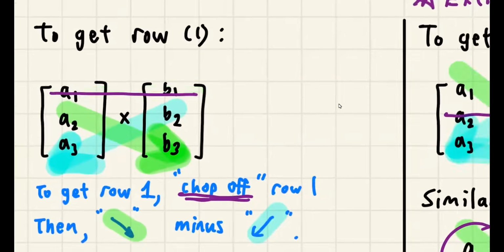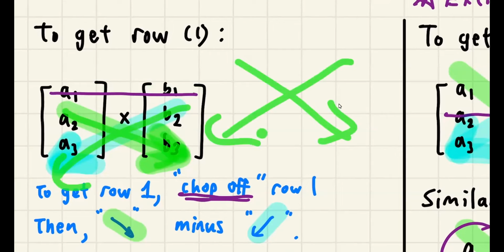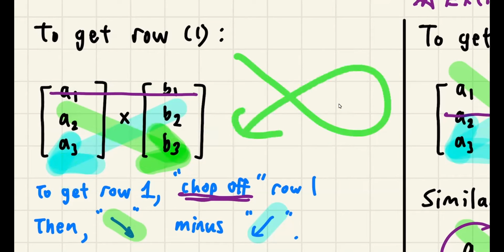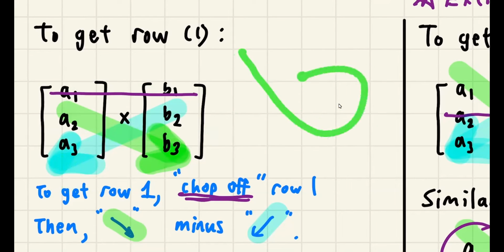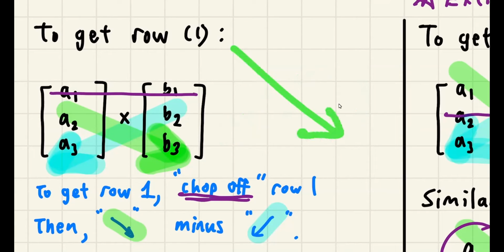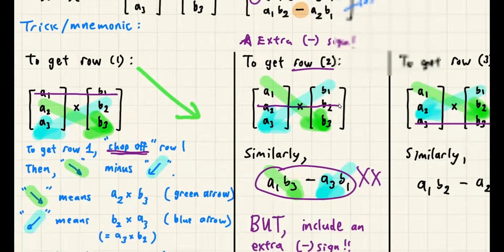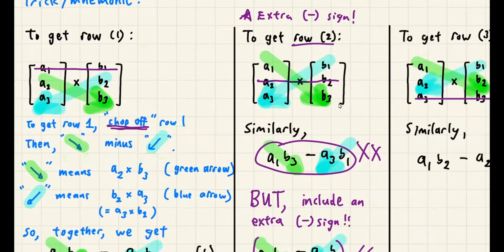Strike off the A1, B2. Then you do green arrow minus blue arrow. Downwards minus downwards, from the left and downwards from the right. Like this. Can you visualize? If you go downwards in this direction, it will be A2 times B3. To get row 1, you chop off row 1. Then you do green arrow minus blue arrow. Green arrow here means you do A2 times B3. Blue arrow here means you do B2 times A3. Of course, it's the same as A3, B2.